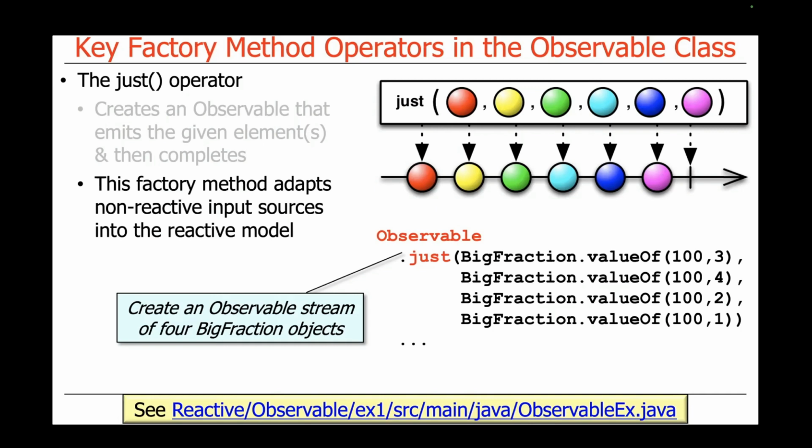This factory method is commonly used to take non-reactive input sources and adapt them to work in the reactive model. So here's a very simple example, which we'll take a look at when we look at the case study later, that makes an observable stream out of 4 big fraction objects. So it's going to make a stream, and then we'll chain other operators on this later to do other things like map it and do other ways to terminate the stream and so on and so forth.